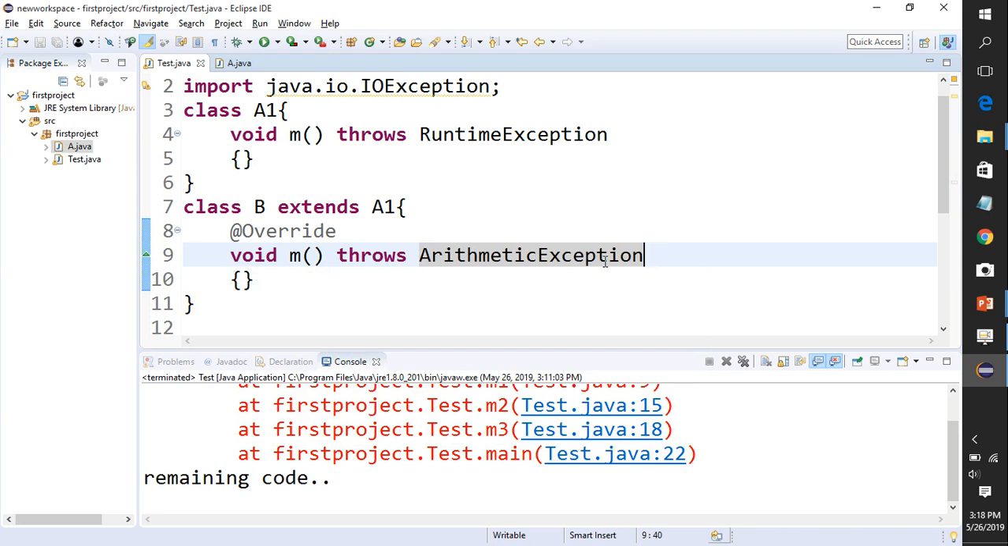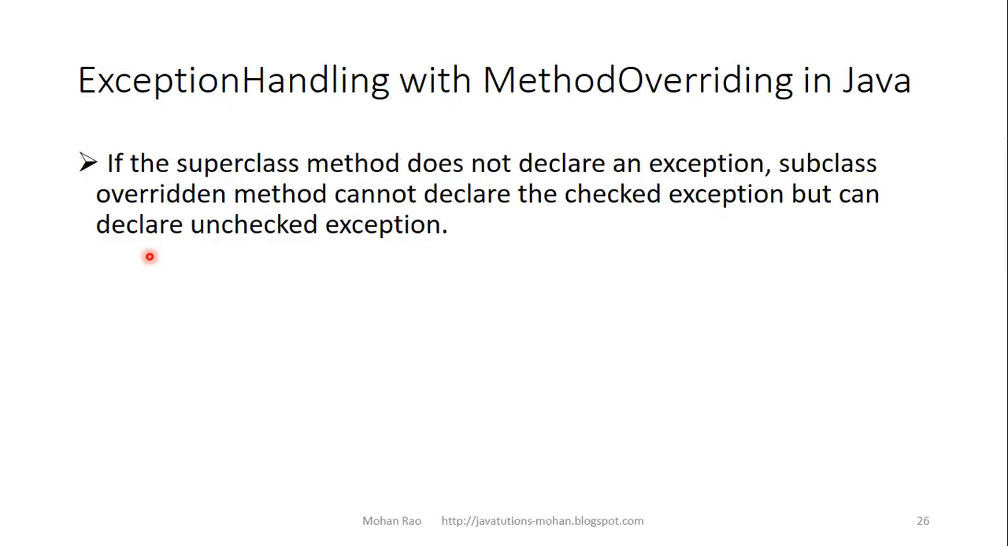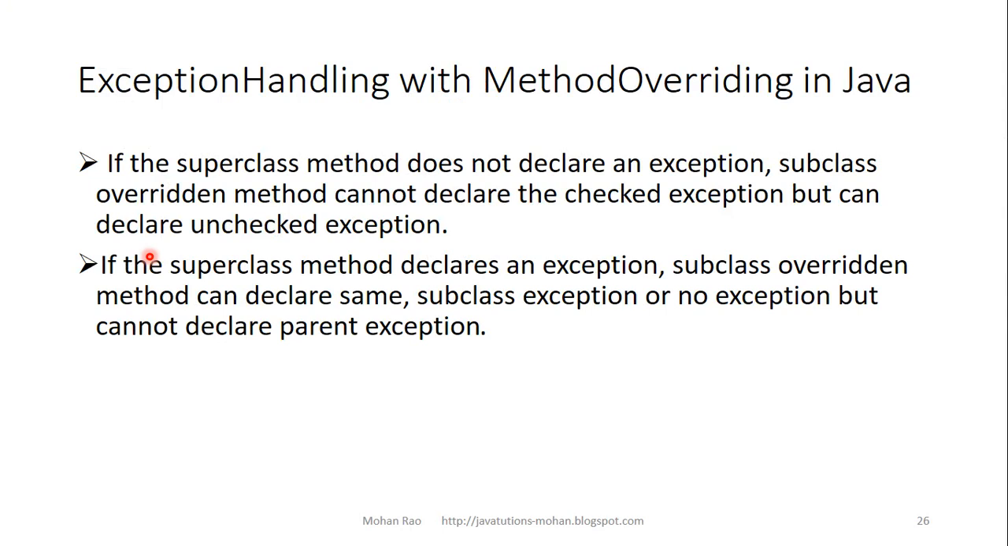Guys, let me repeat. If superclass method declares one exception, then subclass method can declare the same exception or subclass exception, or without declaring any exception you can define, but you cannot declare the superclass. See this? It is throwing the error. This is the second point. If the superclass method declares an exception, subclass overridden method can declare same or subclass exception or no exception, but cannot declare parent exception.